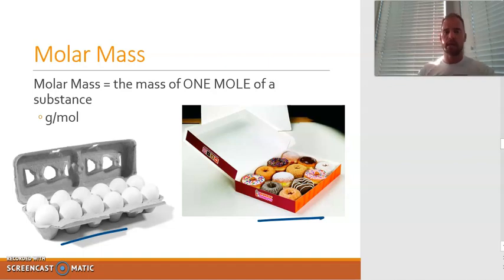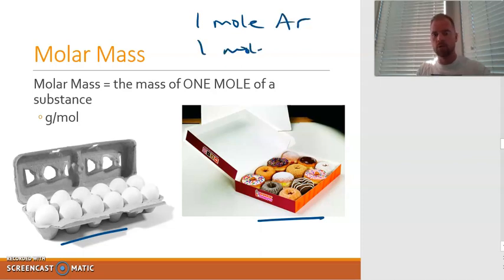In the same way, I could have 1 mole of argon and 1 mole of, let's say, zinc. Would I have the same quantity of particles? Absolutely. But would they weigh the same? They would not. So how would you figure out molar mass, which is the mass of 1 mole of a substance? Well, there's a way we can do that, and we're going to take a look at it on the next few slides.